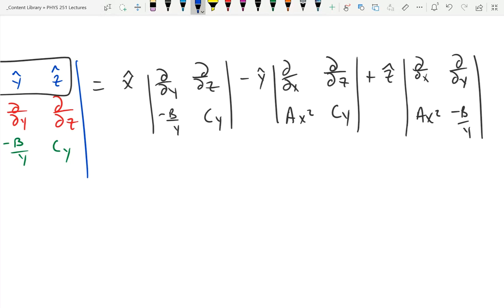So now if I do this, I'm going to have x hat times the derivative with respect to y of cy. The derivative with respect to y of cy is going to be c. And then I have minus the derivative with respect to z of b over y, that's zero. That's not equal to zero. I can stop right here. I don't have to do the rest, and it turns out the rest of them are zeros.